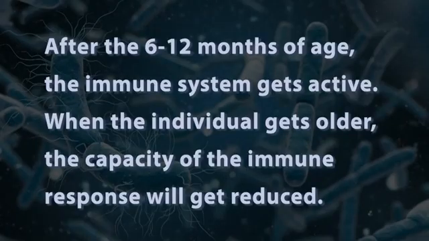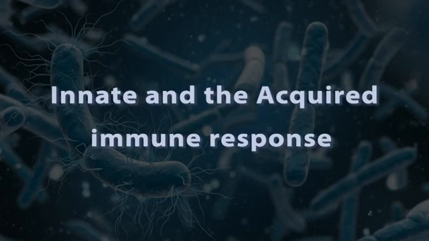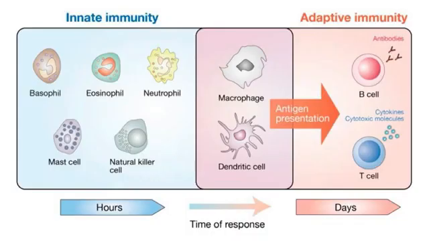There will be some maternal antibodies transferred to the infants that can give protection. After 6 to 12 months of age, the immune system gets active. When the individual gets older, the capacity of the immune response is reduced. The immune response includes two types: innate and acquired immune response. The innate immune response comes into the picture at birth.